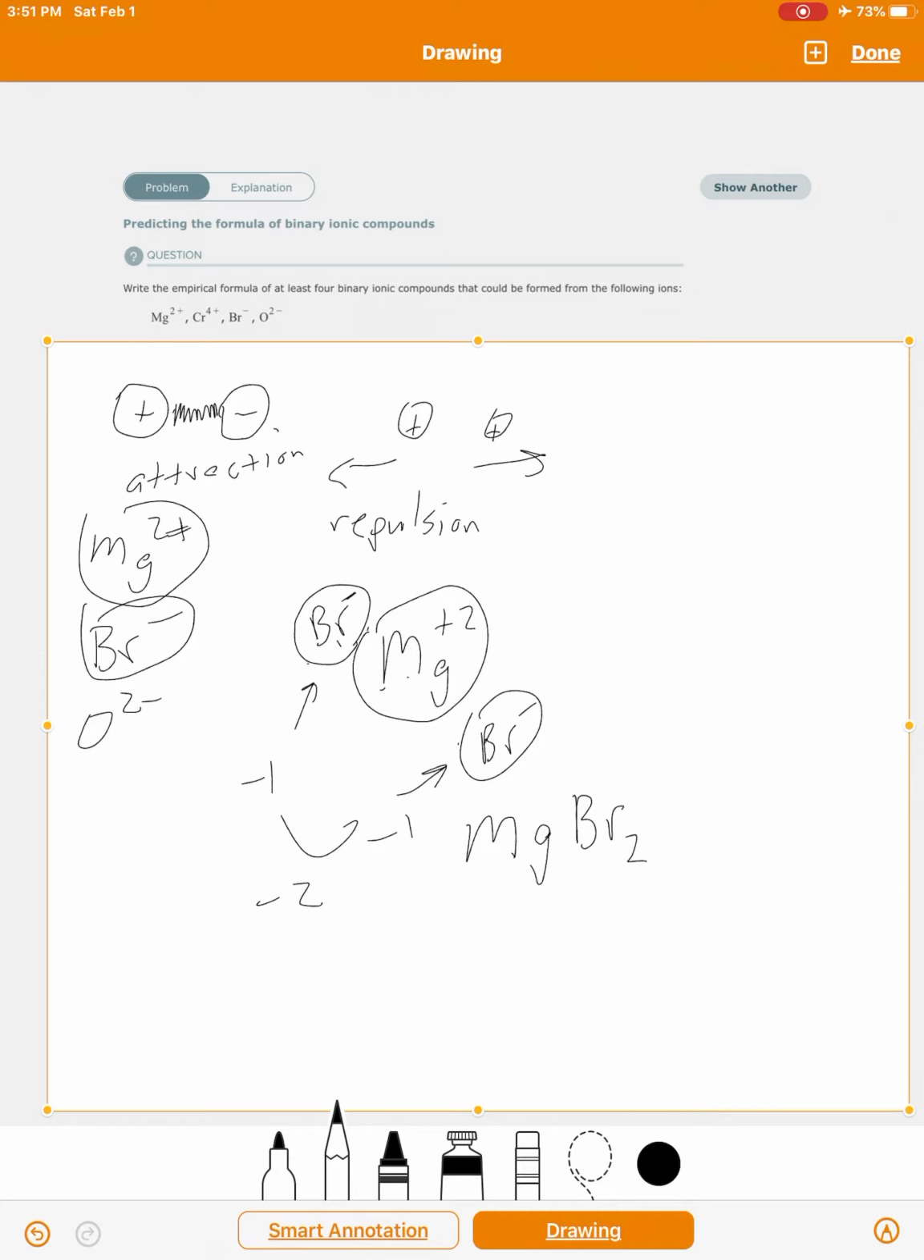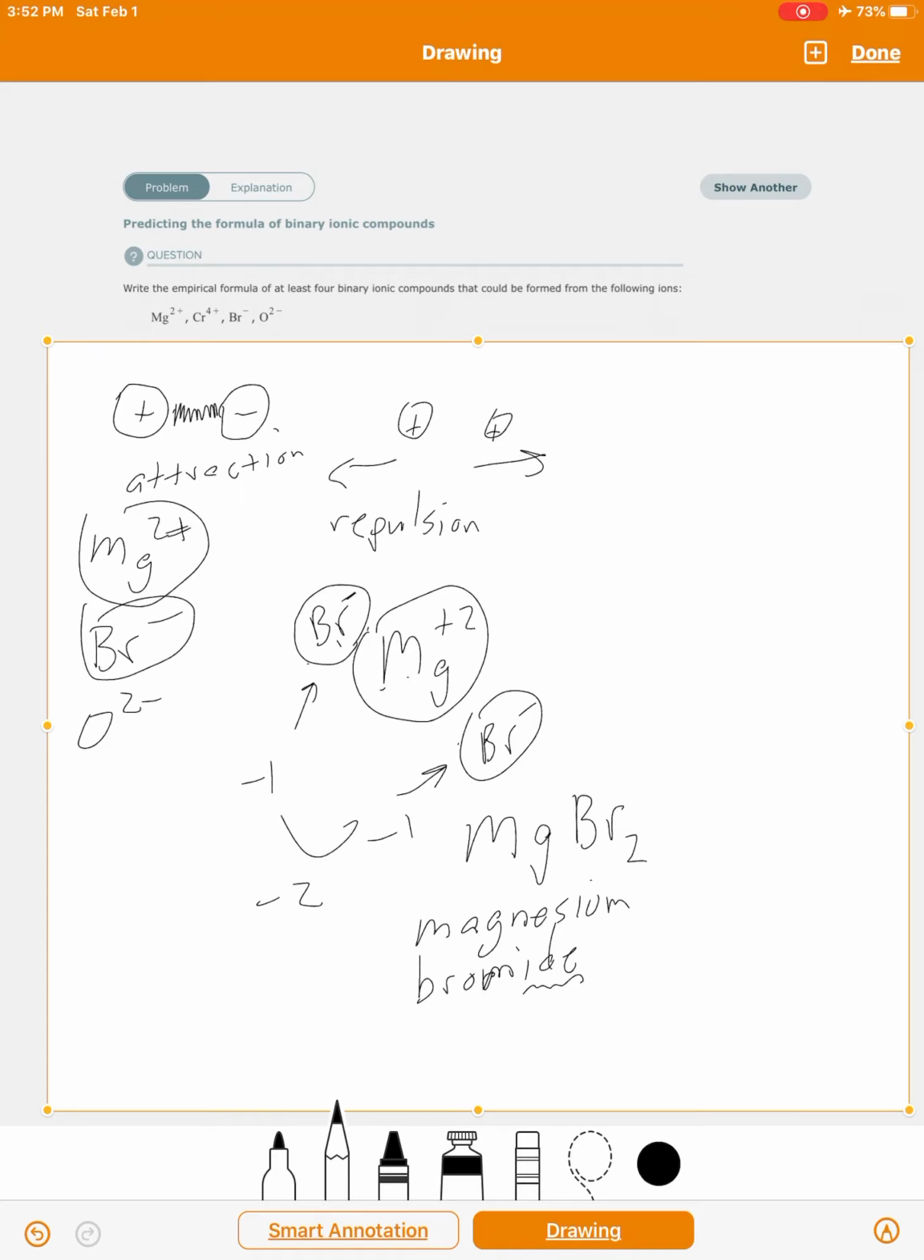The name for this is magnesium bromide. Oops, sorry, bromide. You name the metal, then you name the nonmetal, bromine is the nonmetal, and you change the ending of the nonmetal to IDE. So magnesium bromide, not magnesium dibromide, this is a common mistake.